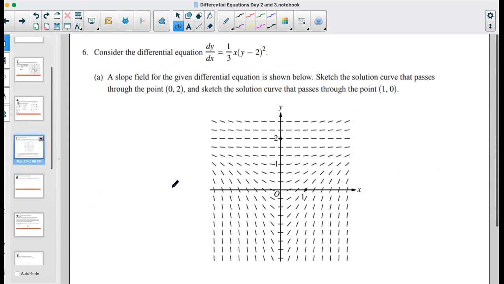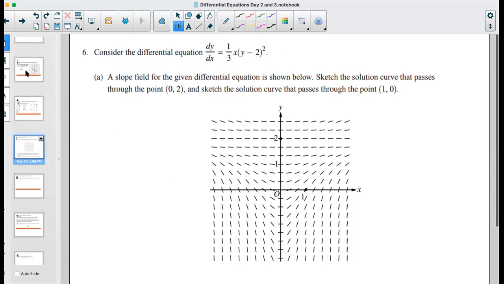So I do want to talk about this because we did this problem in the previous videos. I wanted to make sure that I showed you guys how to do this. I think I might have done this one. I'll just do it again real quick. This question says a slope field is given for the given differential equation. That's this one up here, is shown below. Sketch the solution curve that passes through the point 0,2 and sketch the solution curve that passes through the point 1,0. So they even mark those points on here for you so you don't get confused.